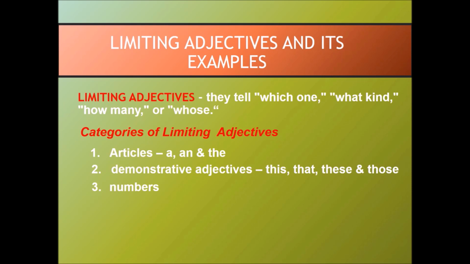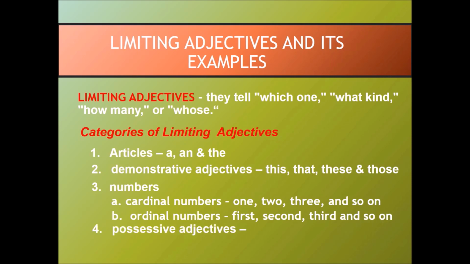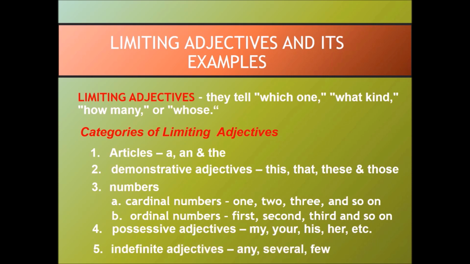For numbers, there are two subgroups in here, wherein the first one is about the cardinal numbers with examples 1, 2, 3, and so on. And the second subgroup is the ordinal numbers with examples 1st, 2nd, 3rd, and so on. Then let's move on to the fourth one, the possessive adjectives. Examples are my, your, his, her, etc. And the last one is indefinite adjectives. Examples are any, several, few, etc.